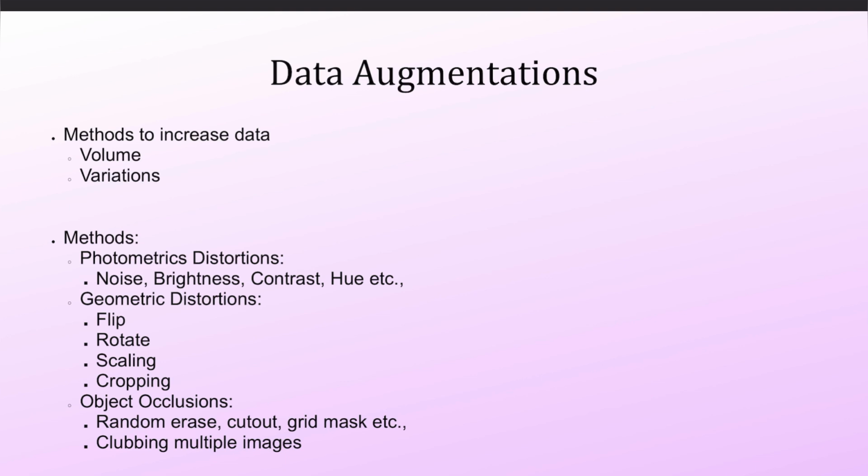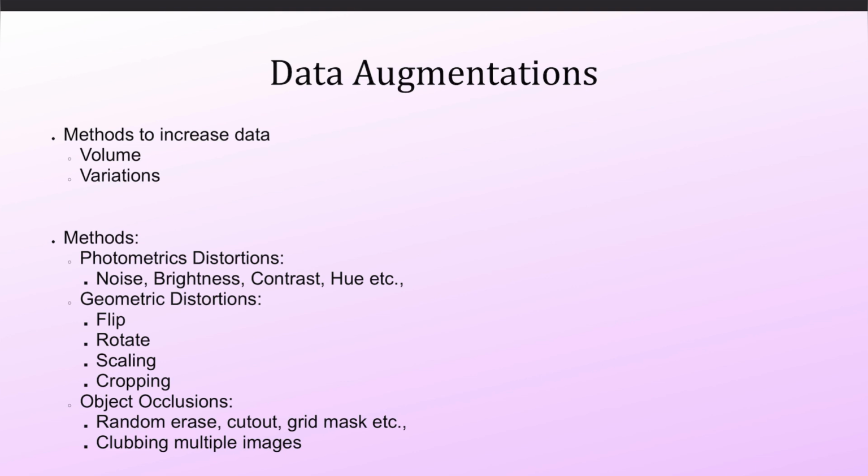Suppose you have very few images and those are not enough for your training and you are not able to collect more data, then you can use data augmentation methods to increase the volume of your data. At the same time, if you have images which look very similar and you want to create different views of the same object so that the model can learn and generalize better, then also you need to use data augmentation. Basically, all the data augmentation methods can be categorized into these three categories: photometric distortions, geometric distortions, and object variations.